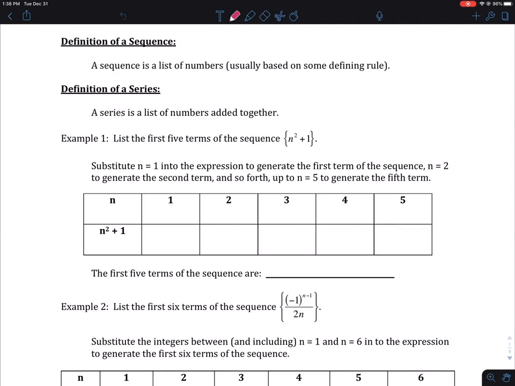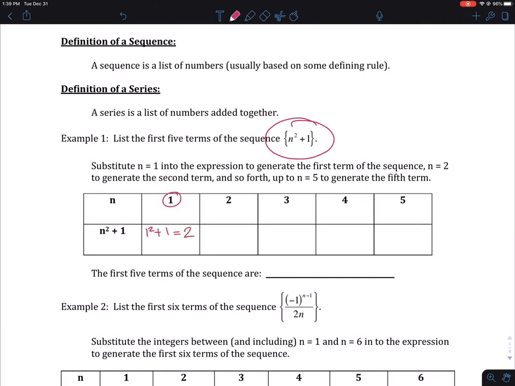A sequence is just a list of numbers, usually based upon some sort of rule or equation, and a series is where you take an equation, plug numbers in, and then add everything together. We're going to spend almost 100% of this unit talking about series, not sequences. But just to get our feet wet, if I list the first 5 terms of this particular sequence, I take my n equal to 1, plug it in, and then evaluate.